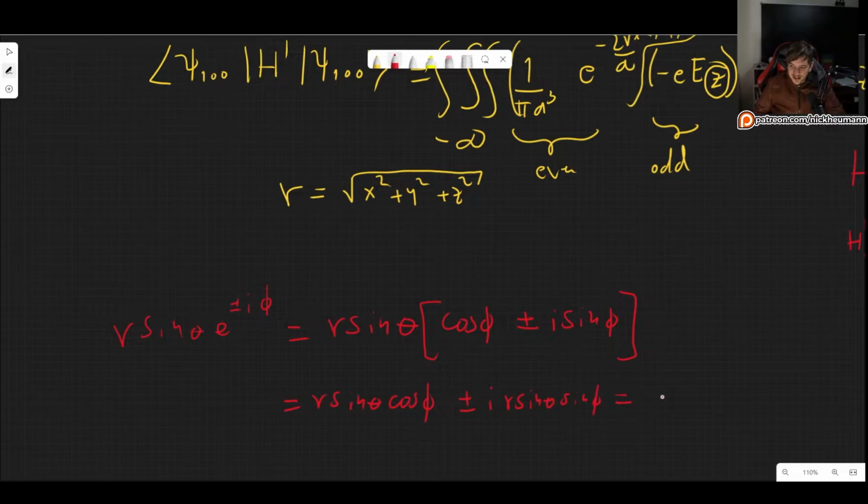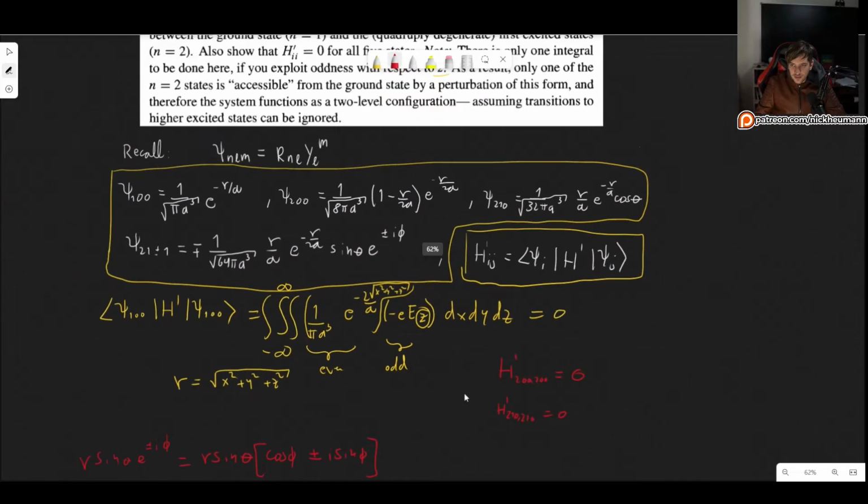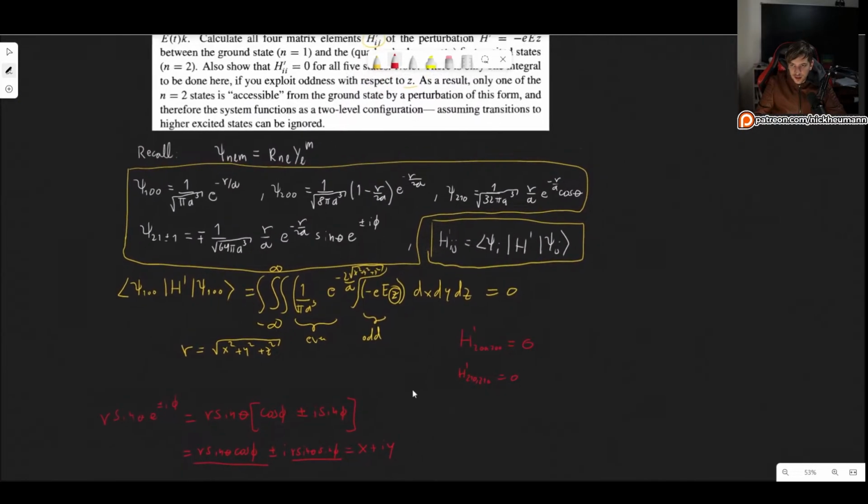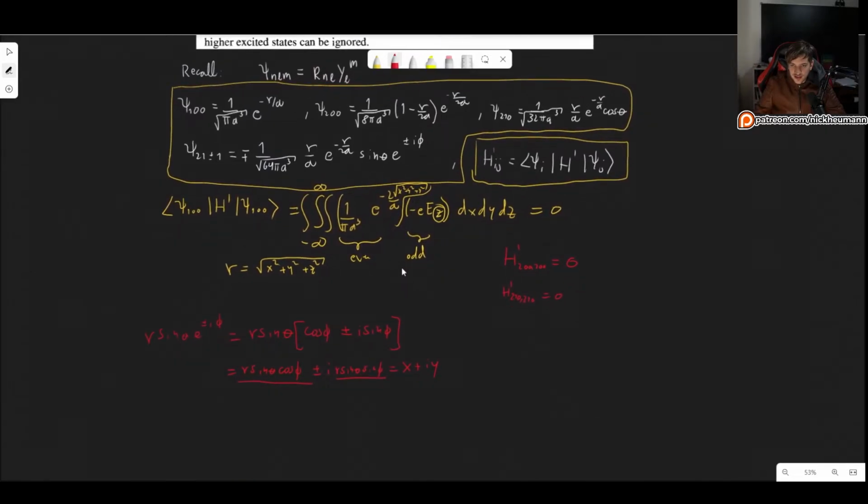And this thing right there, r sine theta cosine phi, that is x, and this thing right there is y. So r sine theta e to the plus minus i phi, that is x plus i y. That is very important, because now when we take a look at this, we want the modulus squared of psi of 2, 1 plus or minus 1, right? We can do them at the same time. So that thing squared times our perturbation.